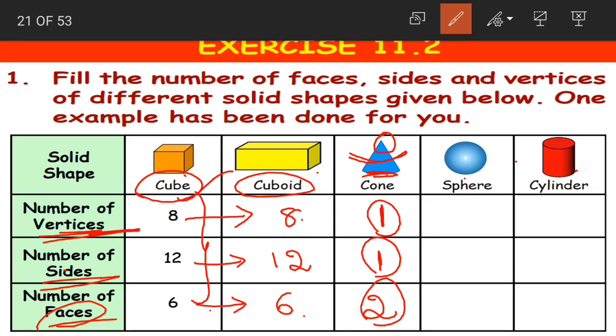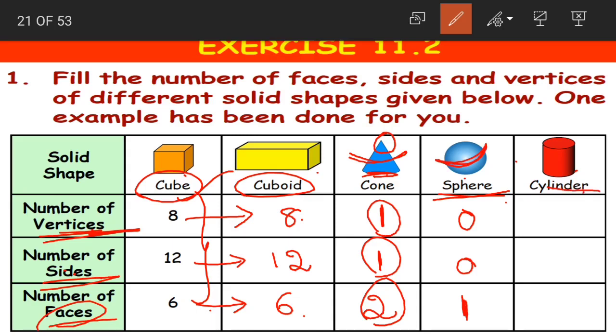Coming to sphere, how many vertices does a sphere have? 0. Number of sides are also 0. The only thing our sphere has is one curved face. It has one curved face.